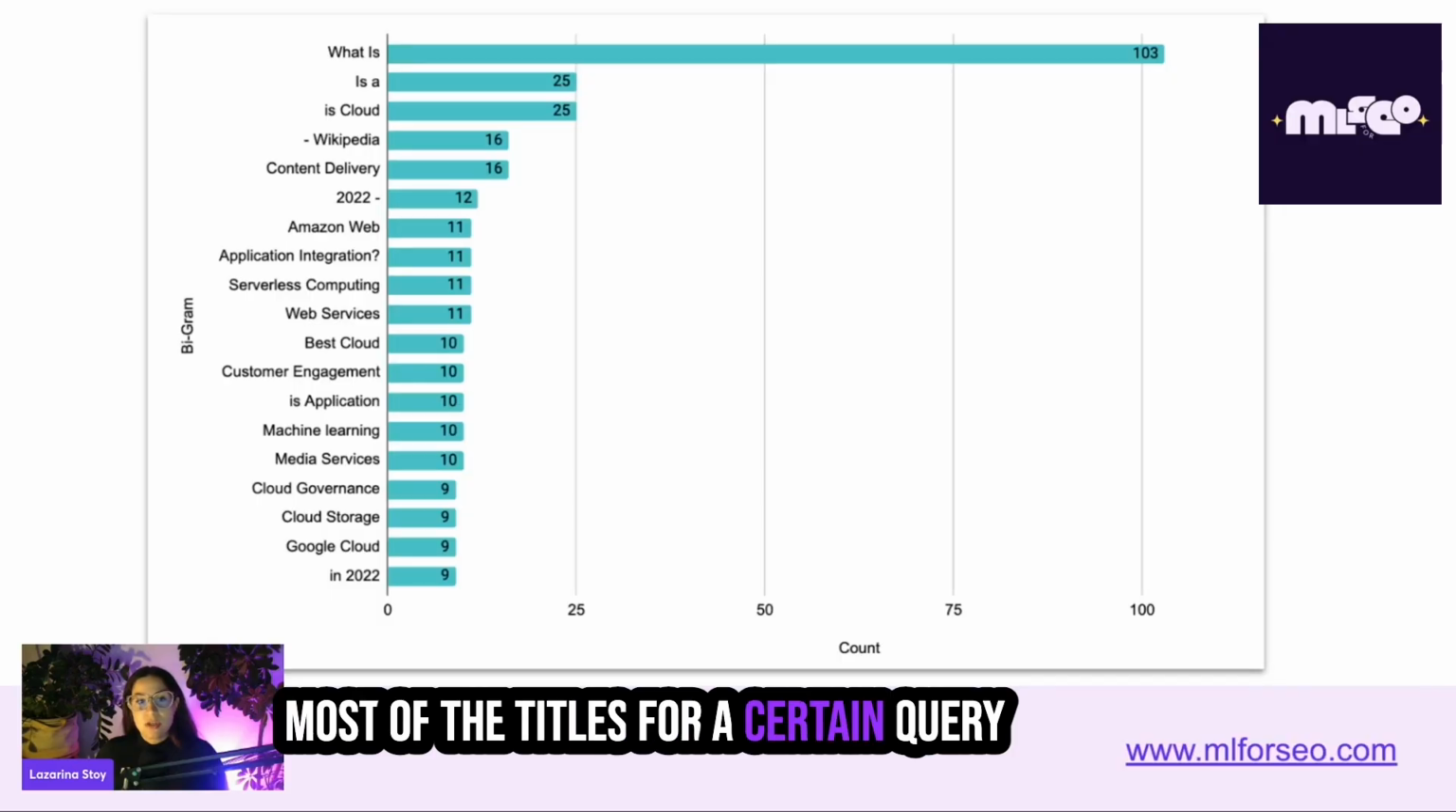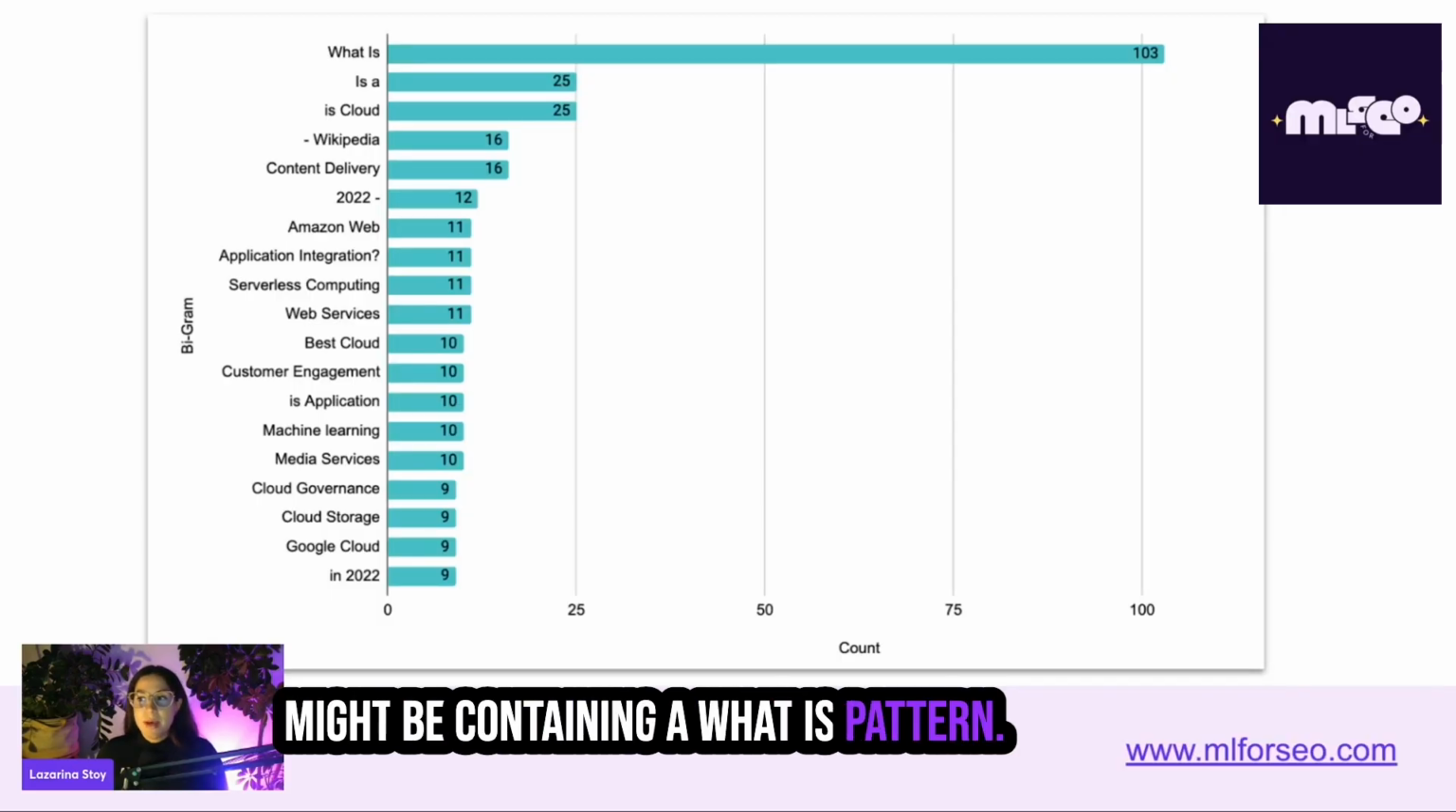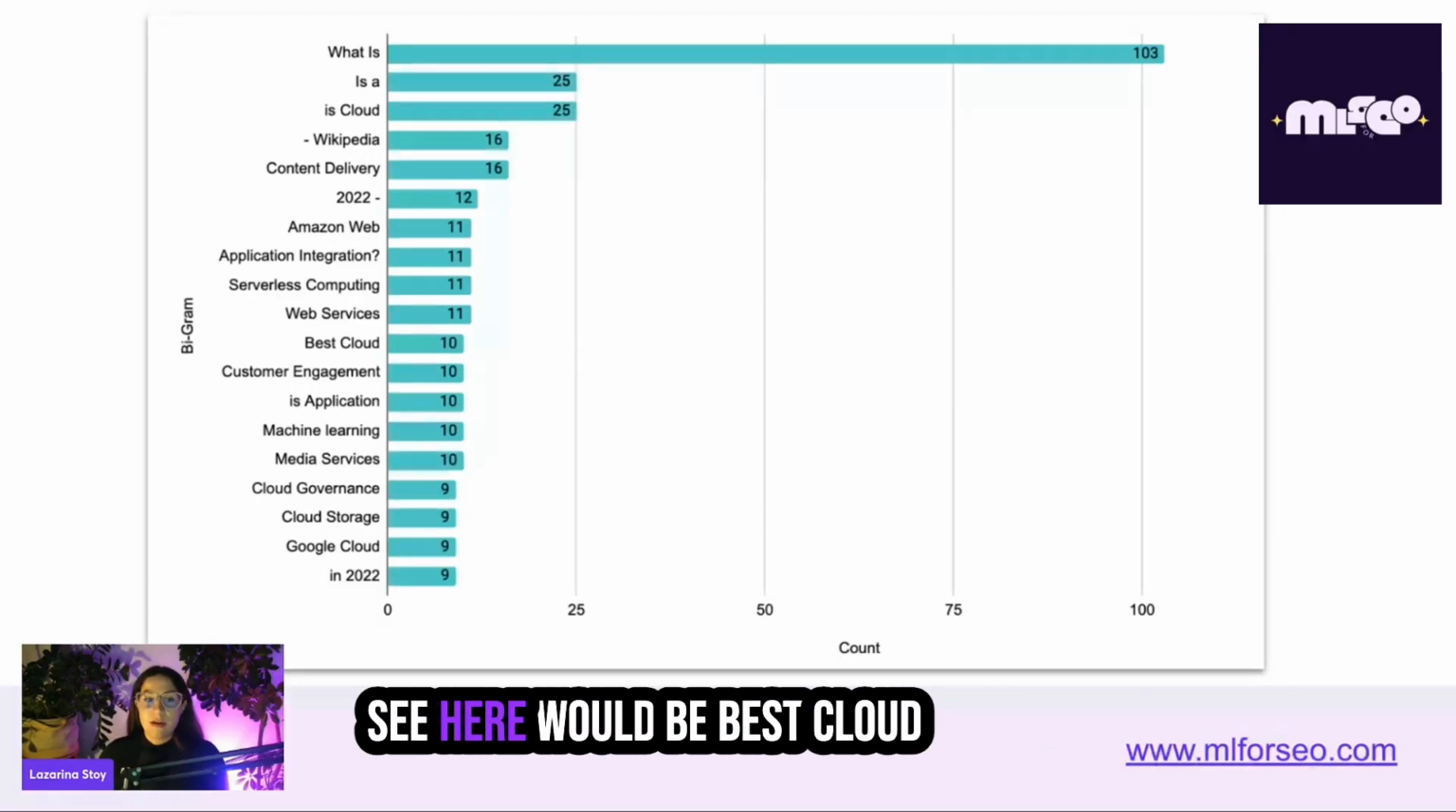When it comes to patterns in the titles, using an n-gram analysis, you can see that most of the titles for a certain query might contain a what is pattern. Another pattern that we can see here would be best cloud or best cloud application.